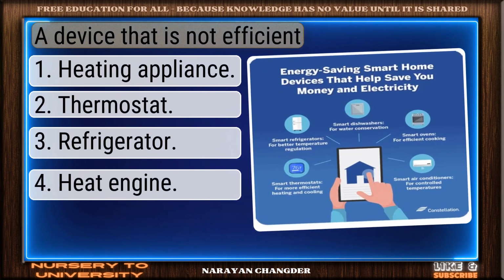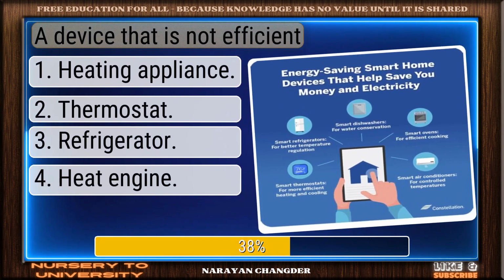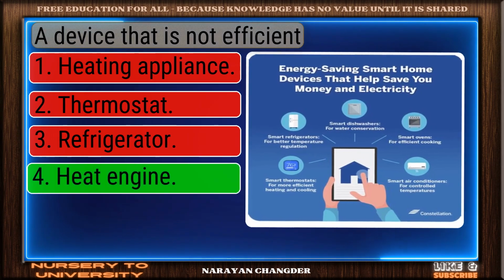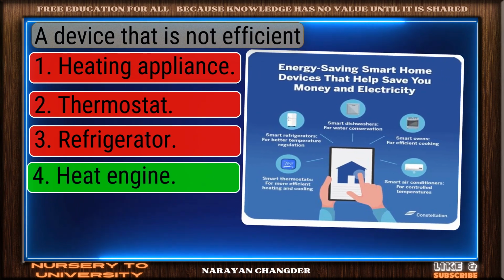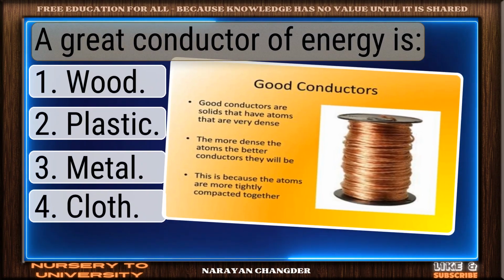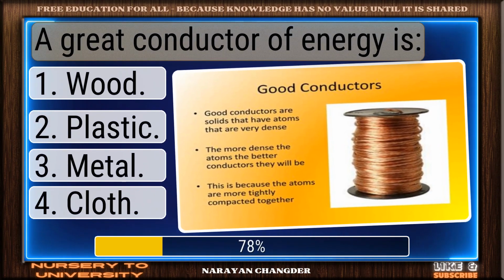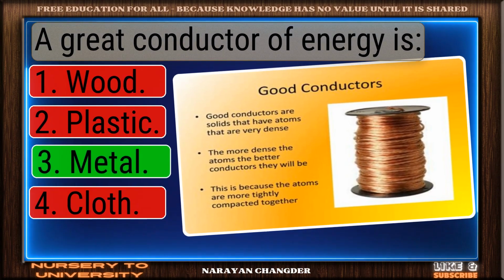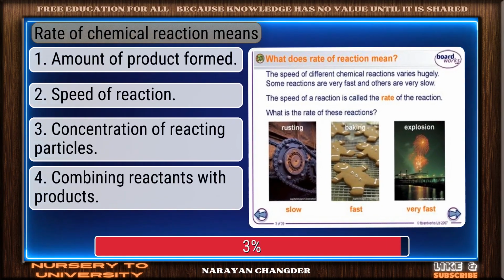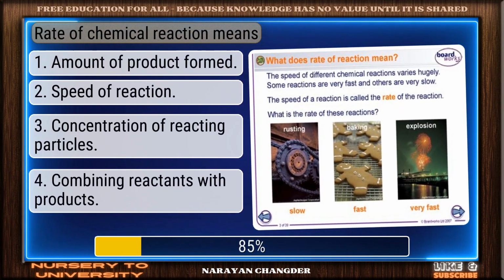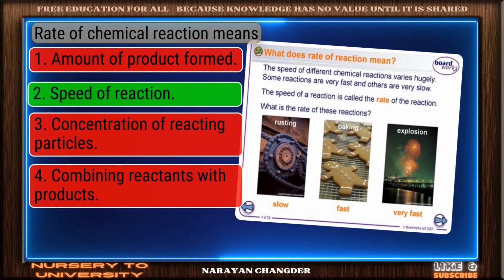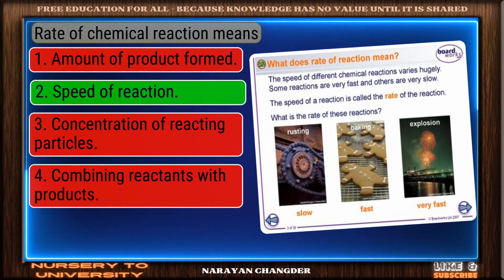A device that is not efficient. Great thinking. Heat engine is the right choice. A great conductor of energy is. Right choice. Metal is the best answer. Rate of chemical reaction means. Nice selection. Speed of reaction is the correct and valid answer.